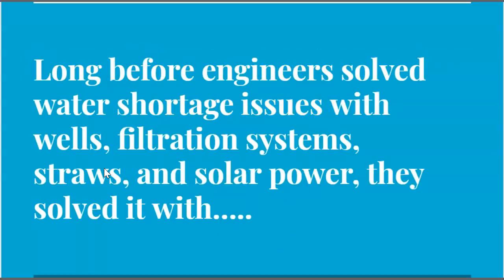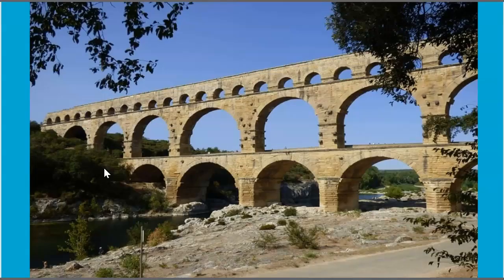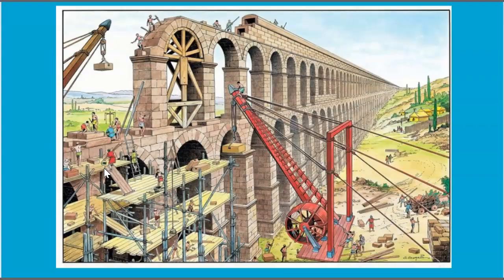Long before engineers solved water shortage issues with wells, filtration systems, straws, and solar power, they solved it with this and this. Maybe you've heard about these. These are examples of Roman aqueducts.